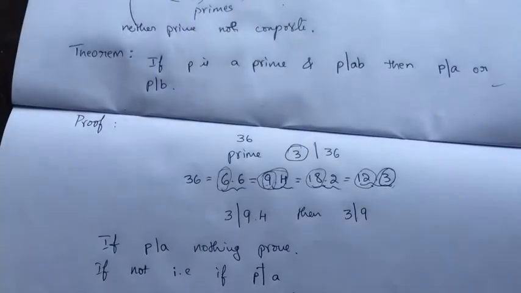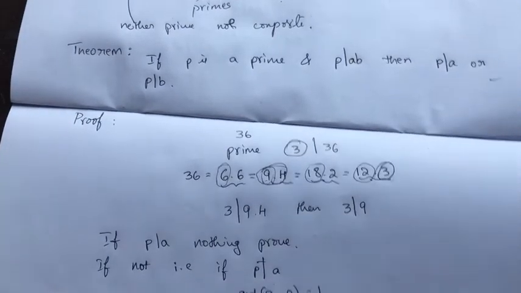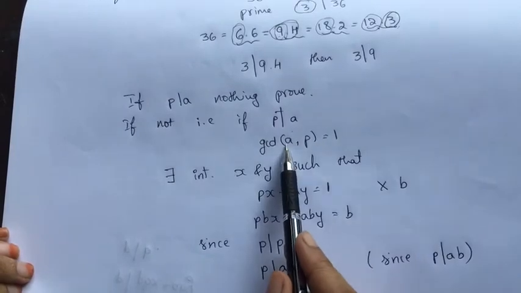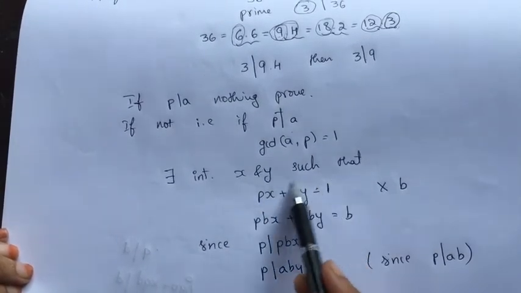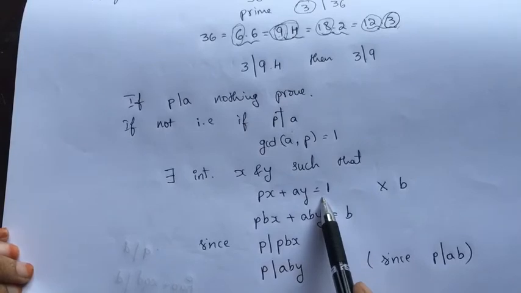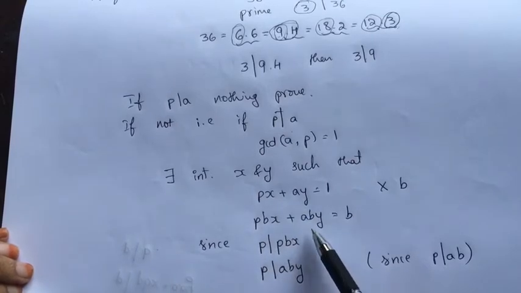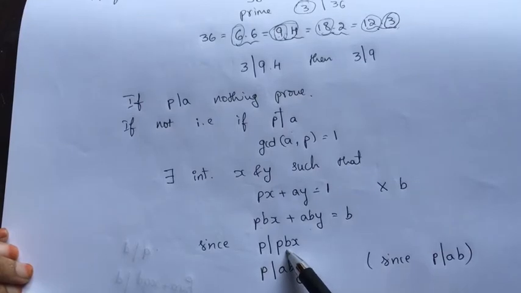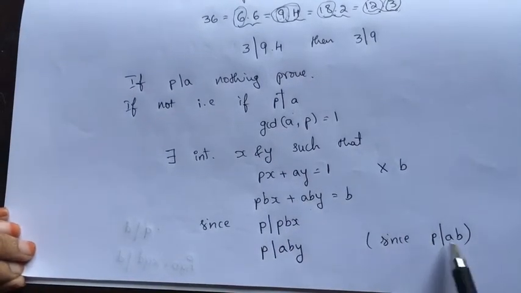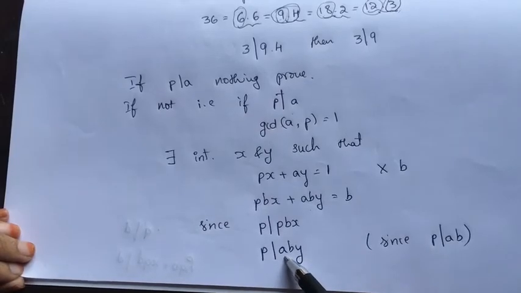That is, if p does not divide a, then they have to be relatively prime to each other. So by the theorem, I can write px plus ay equals 1 for some integers x and y. I'm multiplying this equation by b. Since p divides p, p divides pbx, and since p divides ab, p also divides aby. So from these two, p divides pbx plus aby, so p divides b. Hence the proof.